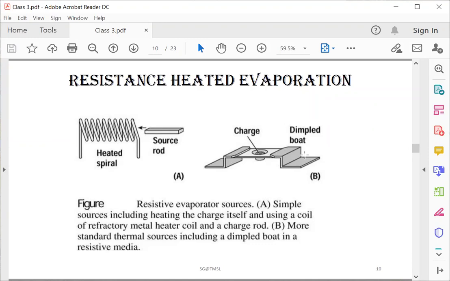This is normally made of either tungsten or molybdenum, because molybdenum and tungsten have a very high melting point. So you can use materials which melt below the melting point of tungsten or molybdenum, which is nearly 2000 degrees centigrade. Now the source material is inserted into the spiral here, and if you allow current to flow through the coil, it will automatically become red hot. It's a resistive heating principle.